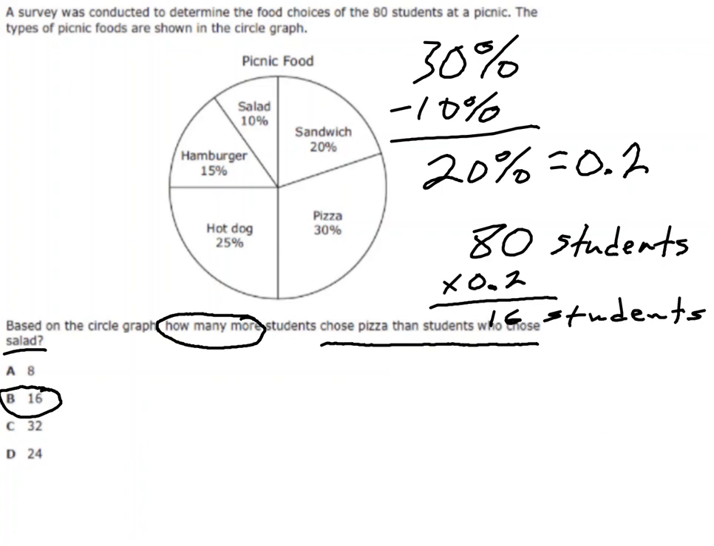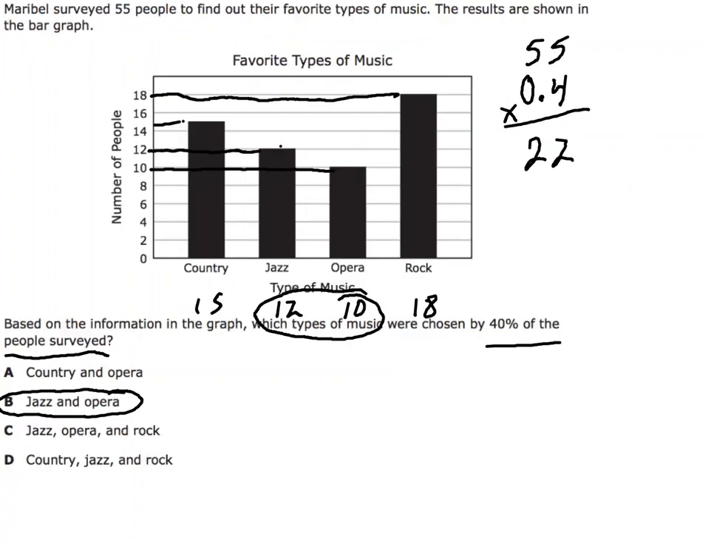Now, when you want to find how much more is one category compared to the other, and you're given the value, you can just subtract the two percents. So this percent subtract that percent. You find the difference between the two percents, and then you take that and convert it to a decimal, and you multiply that against the actual value of that circle graph.